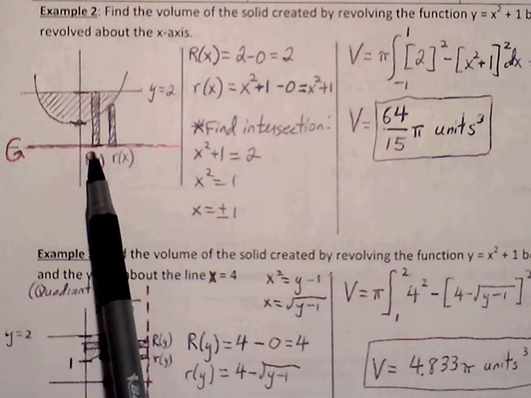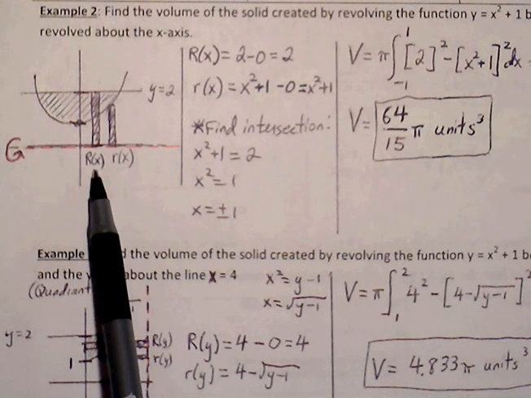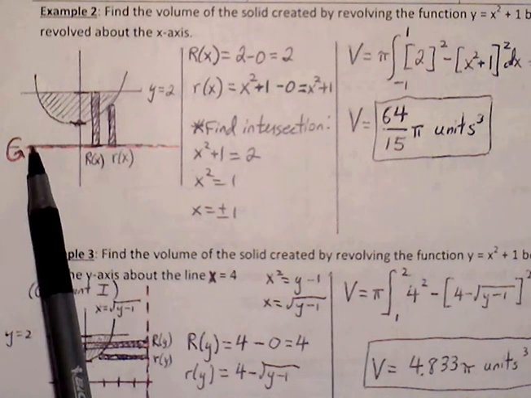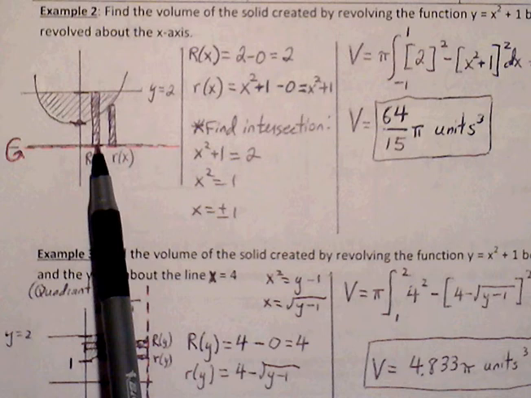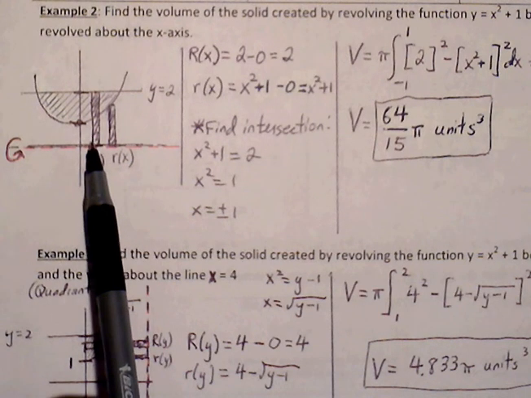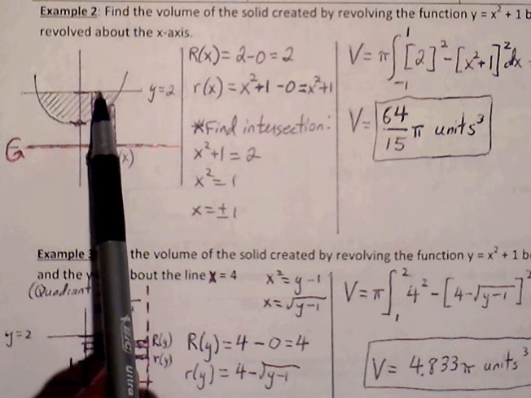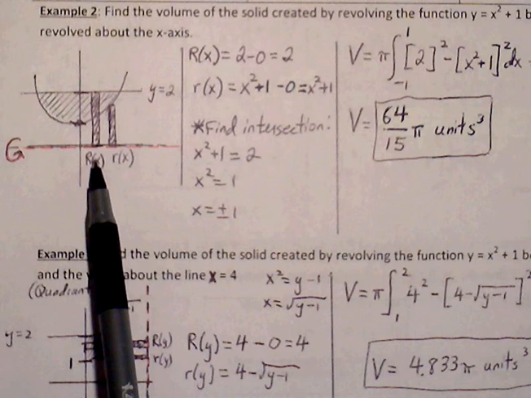So we have to find two radii. We have to find big R and little r. Starting on the axis of revolution, we're going to draw the big radius, and we're going to extend this to the further function, further graph, or further curve. So this is going to extend to this line y equals 2. That would be big R.